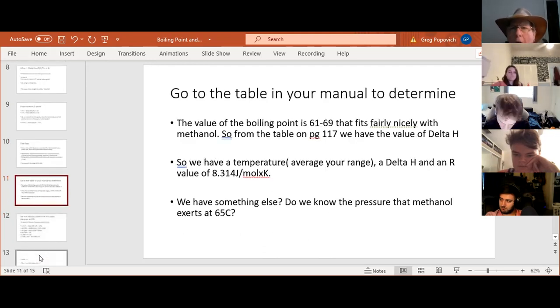So there are relationships between boiling points and heats of vaporization. You have a table on page 117 of your manual. What you're going to do is you're going to have your boiling point. You're going to go to the table and you are going to average your boiling point and figure out what your sample is and what your delta H is.